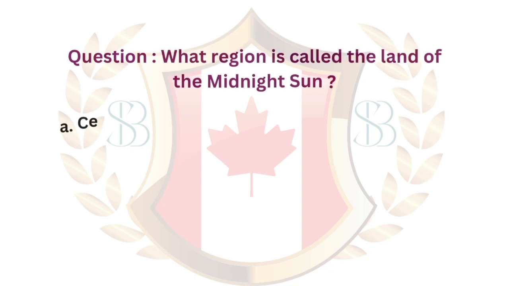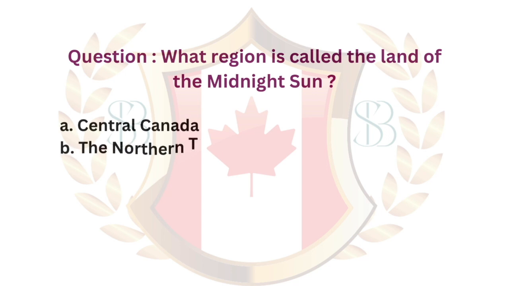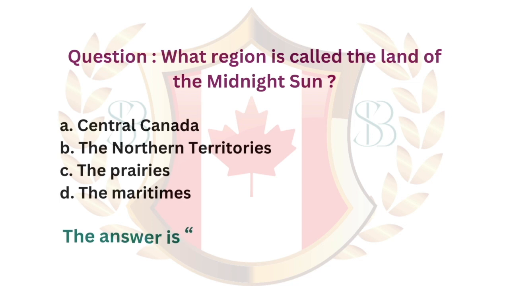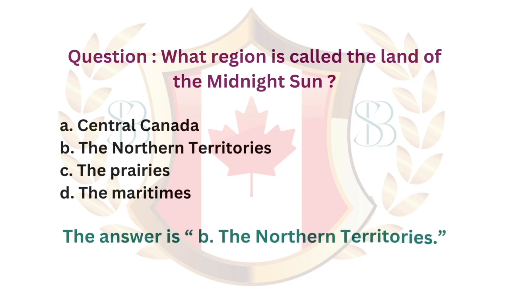Question. What region is called the Land of the Midnight Sun? A. Central Canada. B. The Northern Territories. C. The Prairies. D. The Maritimes. The answer is B. The Northern Territories.